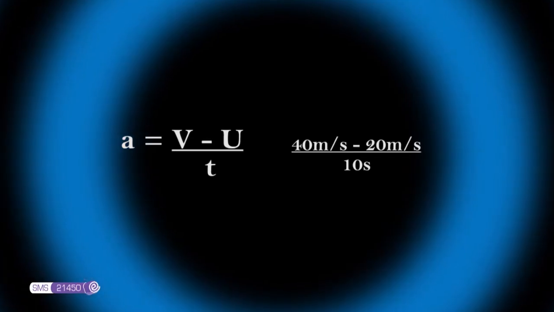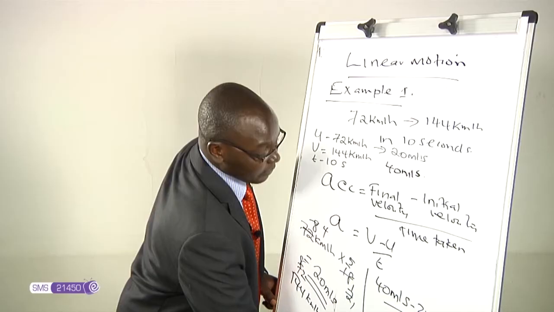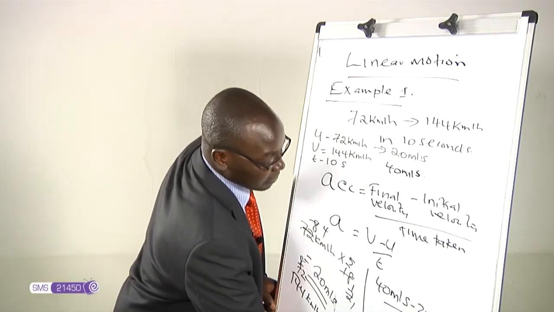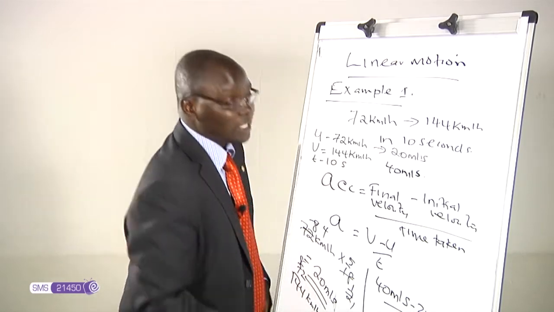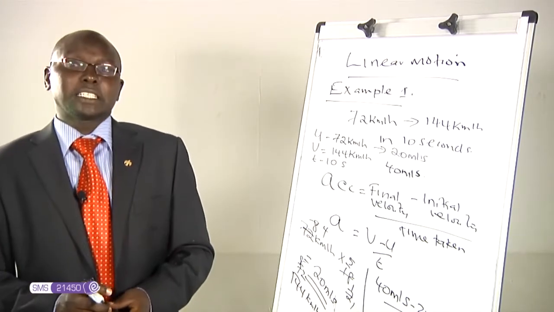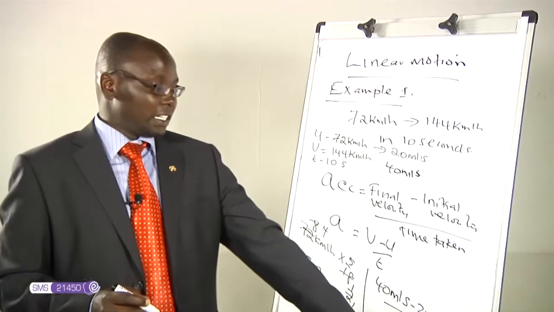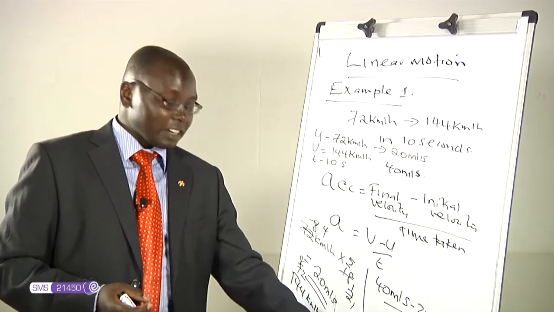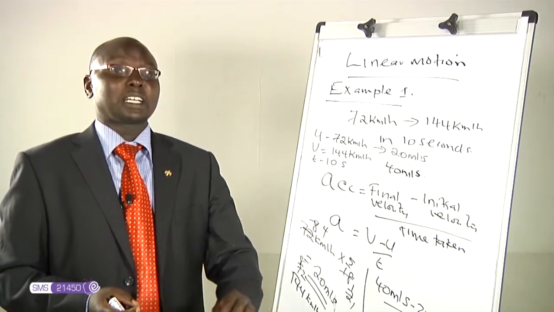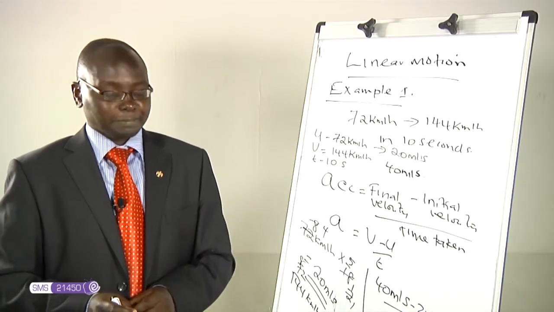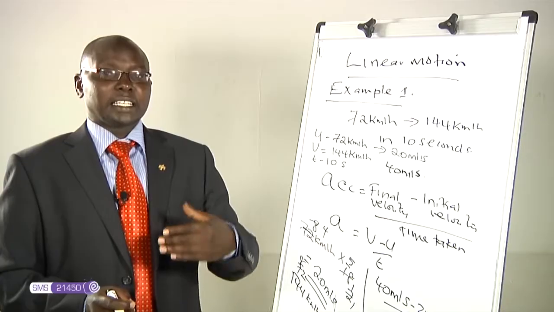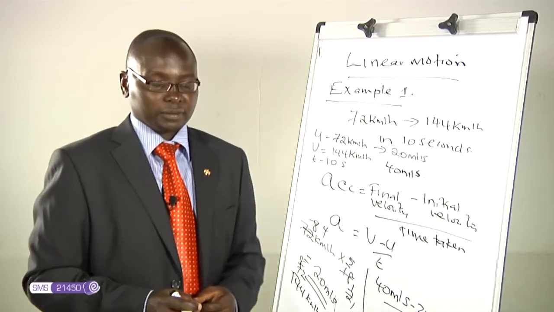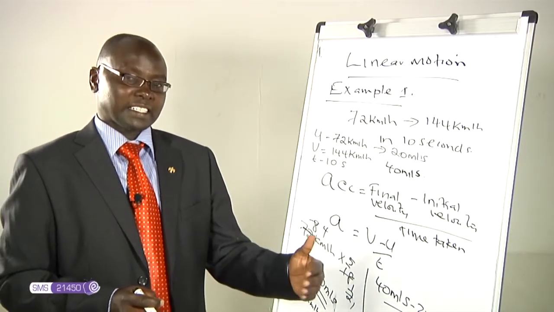40 minus 20 is 20 meters per second. Divide by 10, we get 2 meters per second squared. So we said the unit for measuring acceleration is meters per second squared, because velocity itself is meters per second, then we are dividing by seconds again, so it becomes meters per second squared. So we see this is a body that is increasing in velocity. 2 meters per second is increasing.